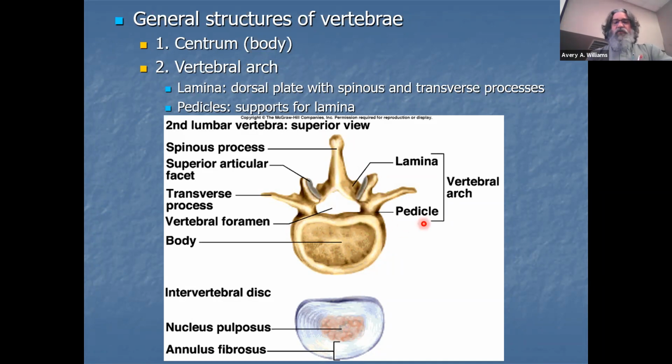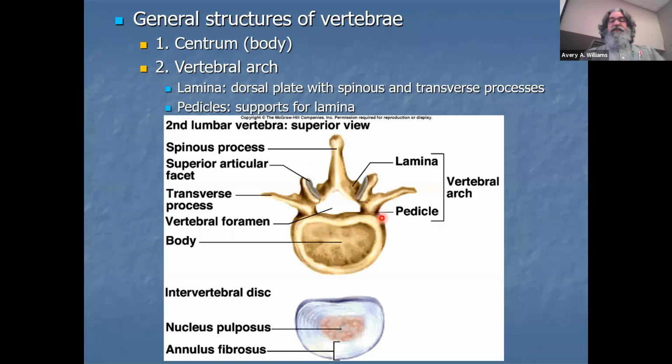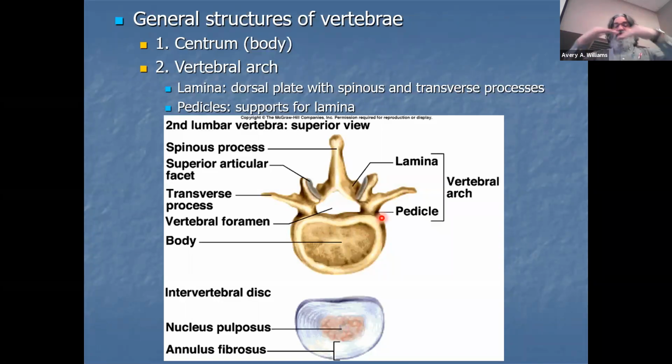The word pedicle, ped, like foot, feet. Pedicle means like little feet. What it reminds me of is the legs on a card table. The lamina would be the flat part of the card table, and the pedicles would be the legs, you know. And so these two things together, they're kind of perpendicular to one another. The pedicles are coming up, laminas across. That makes the vertebral arch.